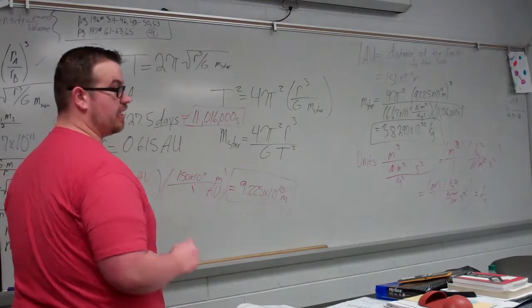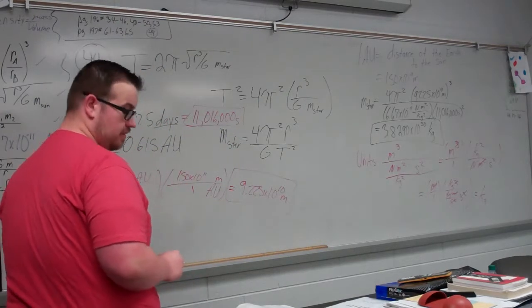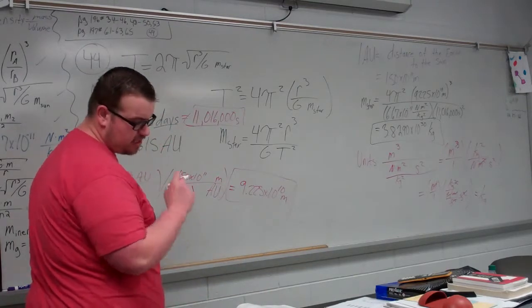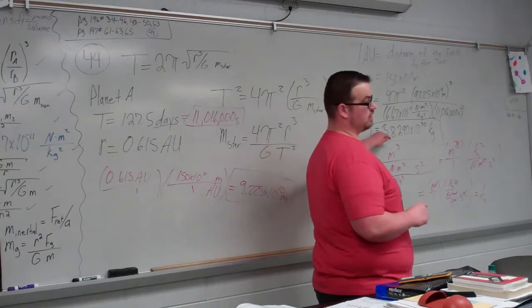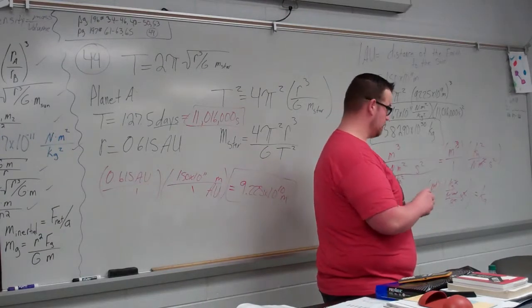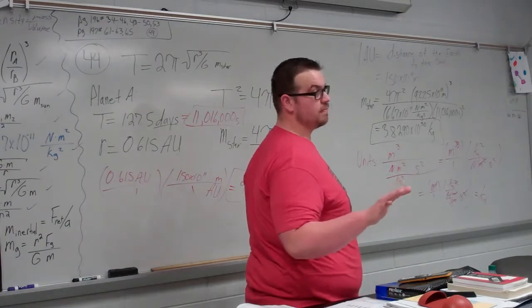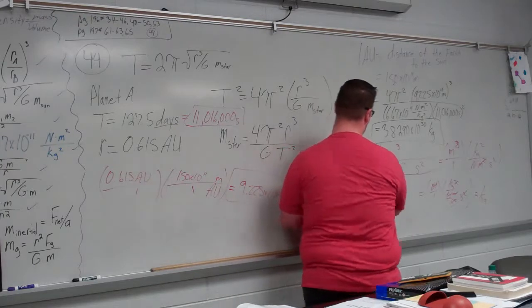Now this is the thing. This is not what the problem asked. On 44, it asks you for what is the mass of the star in the units of the sun's mass. You have it in kilograms. We have to get it into the units of the sun's mass. It's simple. It's easier than what you want to think. I'm going to erase this.